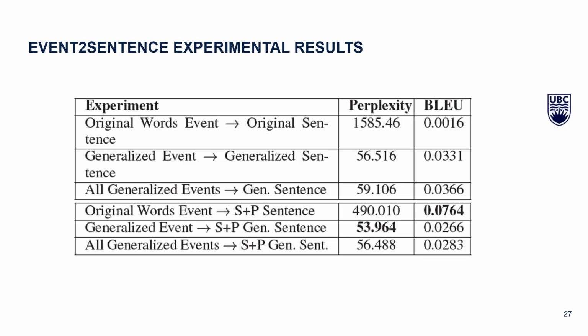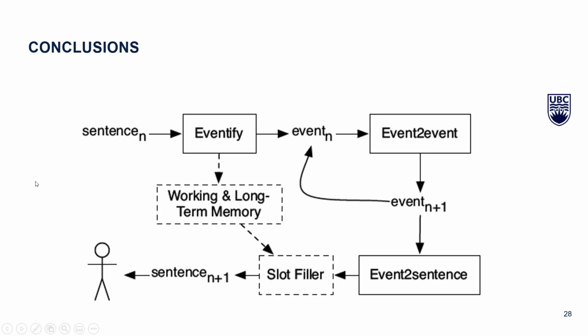So the results of the event-to-sentence experiment show that while generalizing events improves perplexity quite a bit, keeping the original words while splitting and pruning produces the absolute best BLEU score. And unlike with the event-to-event experiments, the authors believe that the BLEU score is the more appropriate metric for these experiments because it is a translation task.